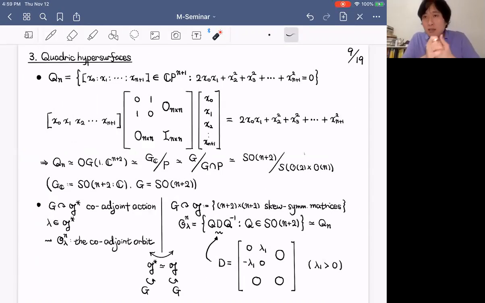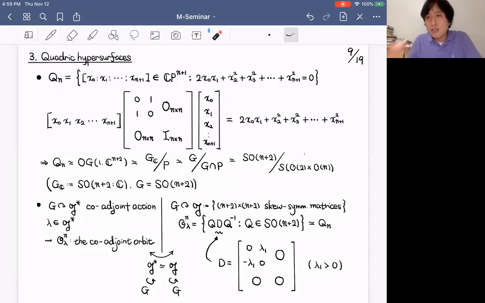So I think to explain the ideas, the easiest and clearest example is the quadric hypersurface. So let me focus on the quadric hypersurface, and possibly in the future direction, I will discuss how to generalize it to the more general situation. So let's recall the quadric hypersurfaces.